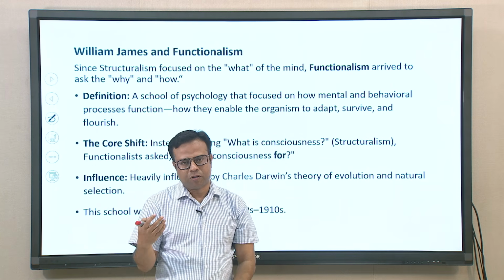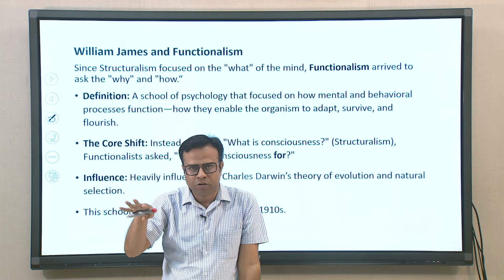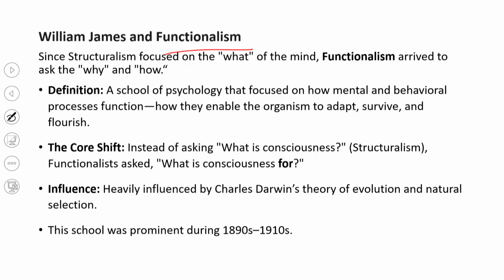Similarly, at that time, a little later, William James developed his own school of thought called functionalism. Structuralists focused on the what of the mind, what the components of mind are. Functionalism, developed by William James, asked why and how: what is the function of mind? It is not important to know the components of mind; it is more important what the function of mind is, what mind can do, how it does it. The why question was more important in functionalism. So, they were more interested in understanding the functions of the mind rather than the structure of the mind.